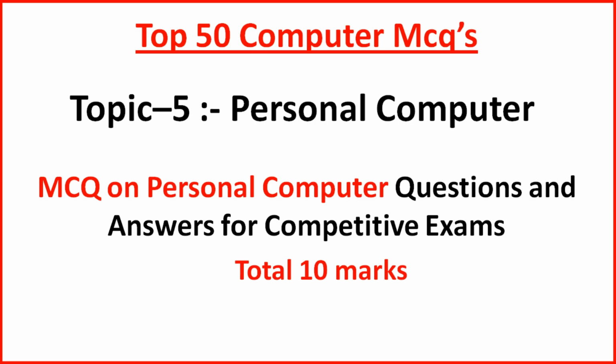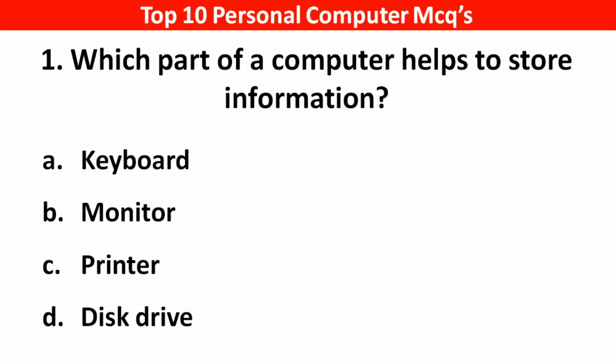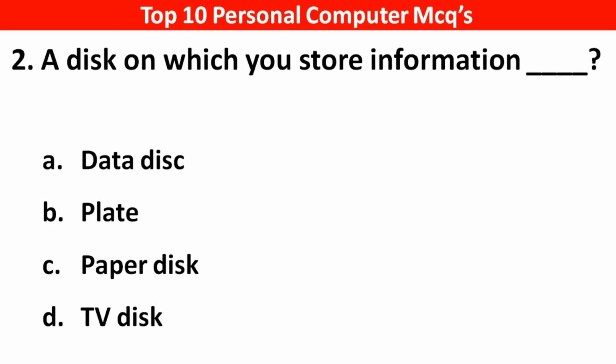Next topic. Personal computer MCQs. Question number 1. Which part of a computer helps to store information? Options A, keyboard. B, monitor. C, printer. D, disk drive. Right answer is option D, disk drive. Next question. A disk on which you store information dash dash. Options A, data disk. B, plates. C, paper disk. D, TV disk. Right answer is option A.